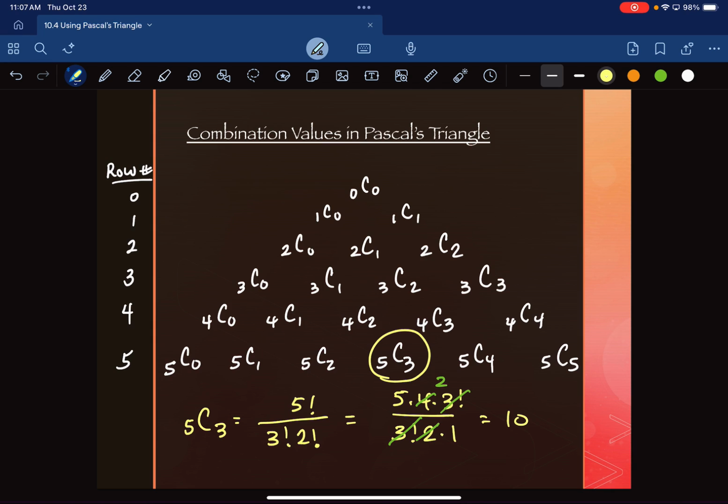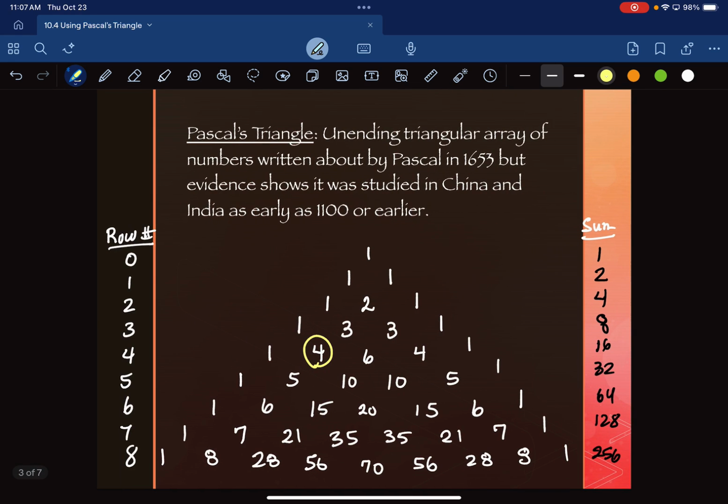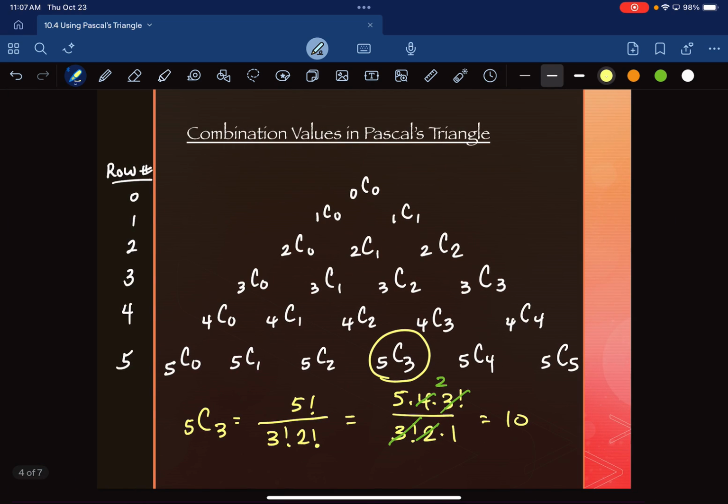So I'd like for you to take a look at where we are. We're on row 5, right? And we're in position 4, if you're counting from the left to the right, correct? So let's flip back over here. If I go to row 5 and I go to position 4, 1, 2, 3, 4, I'm at the value of 10, okay? So every value that has this combination form can be found in the Pascal's triangle, okay?